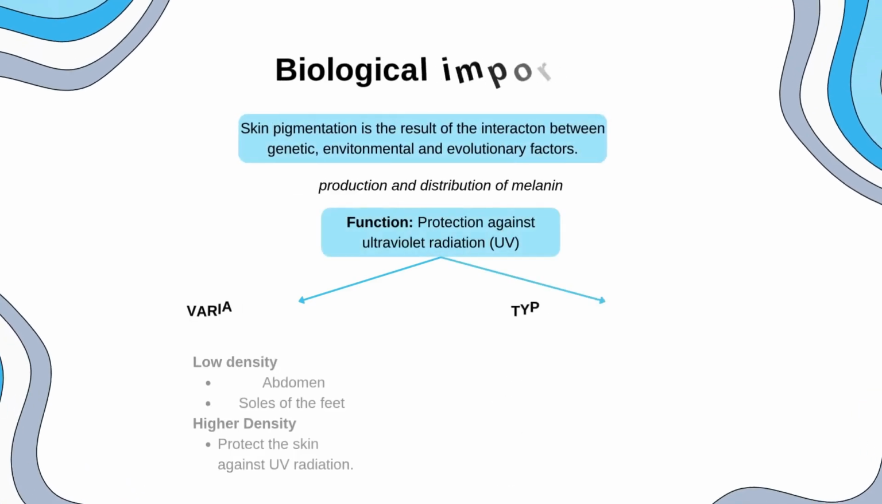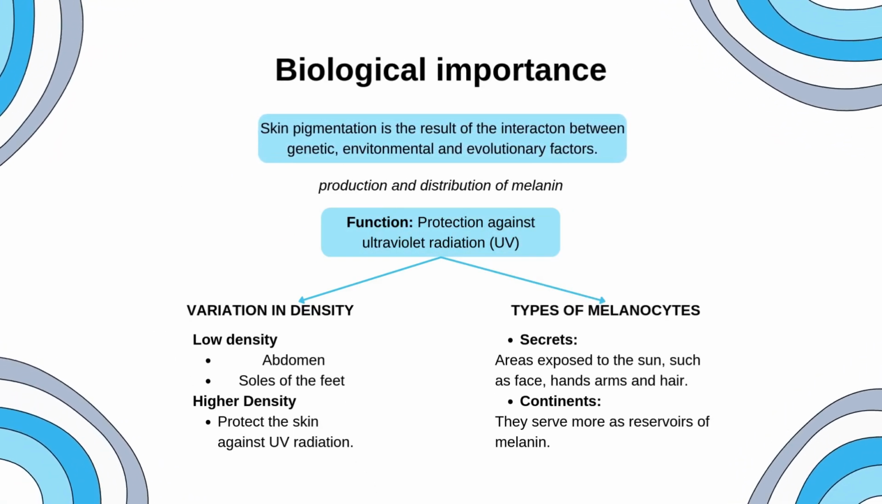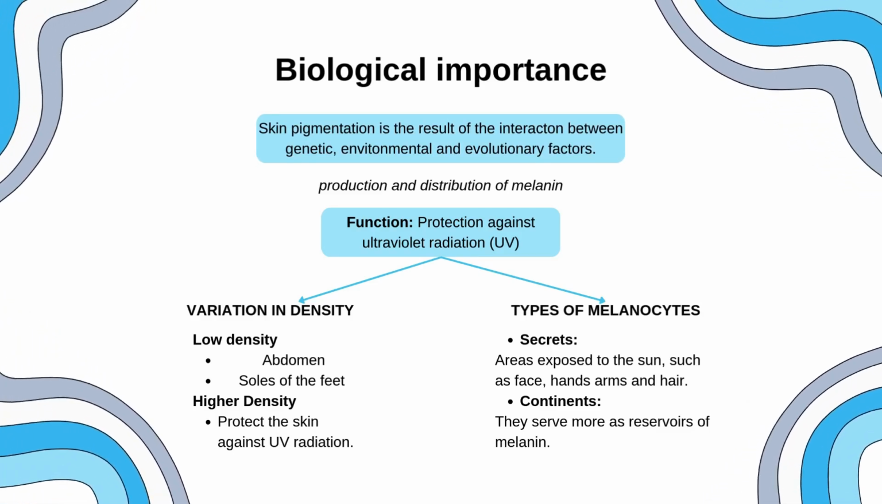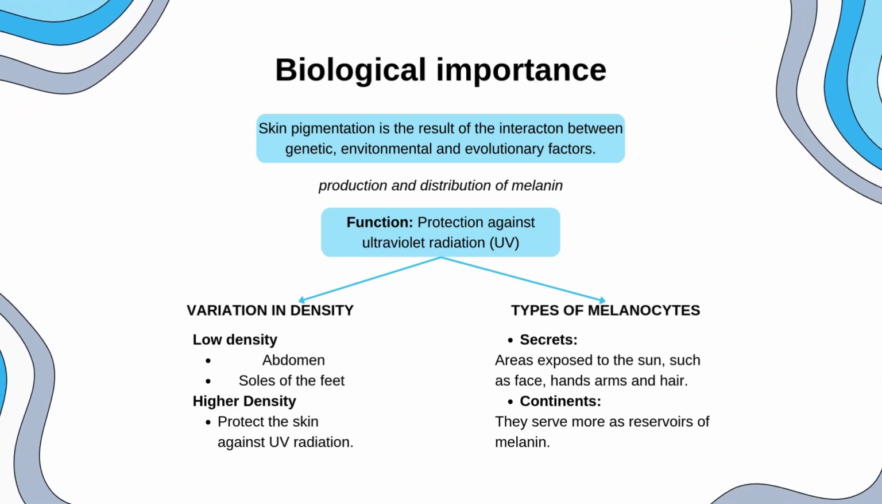Pigmentation and biological impairments. Skin pigmentation is the result of the interaction between genetic, environmental, and evolutionary factors that affect the production and distribution of melanin, which is the pigment responsible for the skin color. The main function is protection against ultraviolet radiation. UV radiation can be harmful to human tissues, causing DNA mutation and increasing the risk of skin cancer.